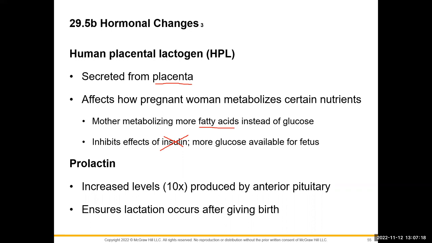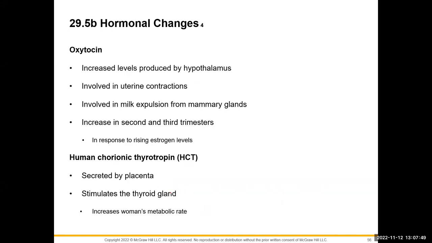Prolactin, we're familiar with prolactin from chapter 17, the endocrine system. But with prolactin, we're going to see a huge spike, up to 10 times the amount of prolactin released from the pituitary gland. And this is going to make sure that mom's body is getting ready for the nursing aspect once the child is born. So we're going to see lactation occur as a result of the increased production of prolactin.